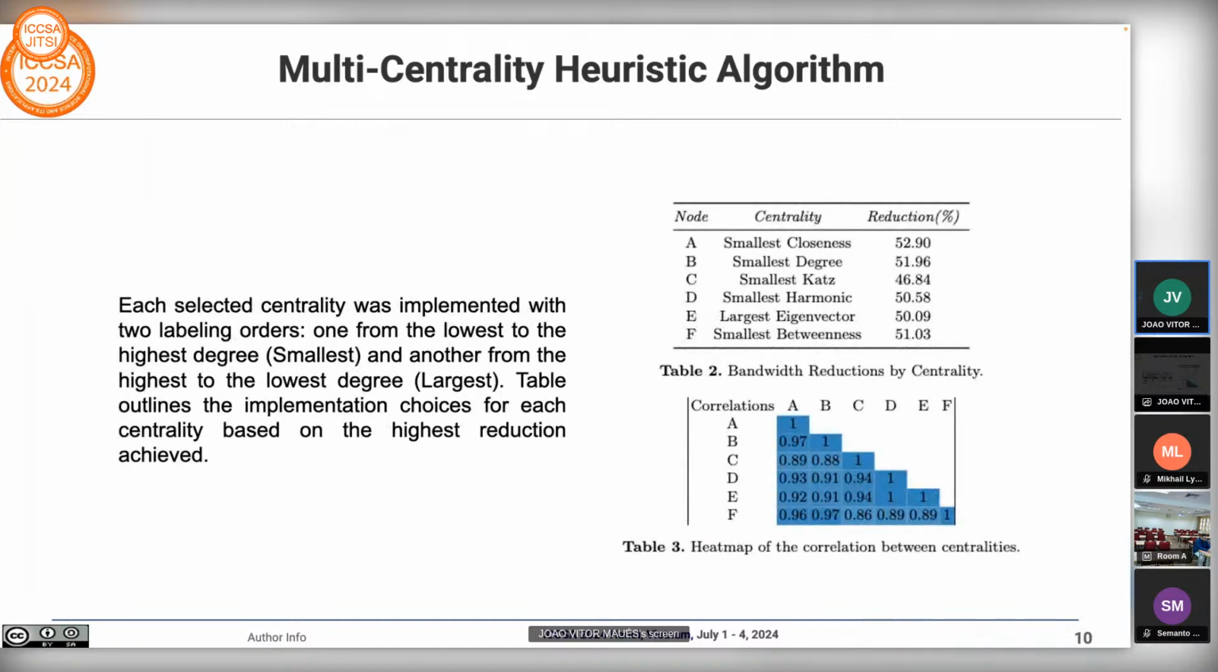Each selected centrality was implemented with two labeling orders, one from the lowest to the highest degree and another from the highest to the lowest degree. The table shows the implementation choice for each centrality based on the highest reduction achieved. The result we can see in this table.